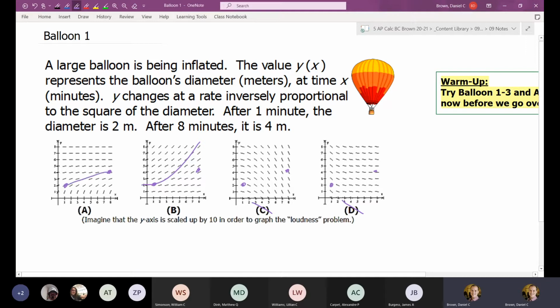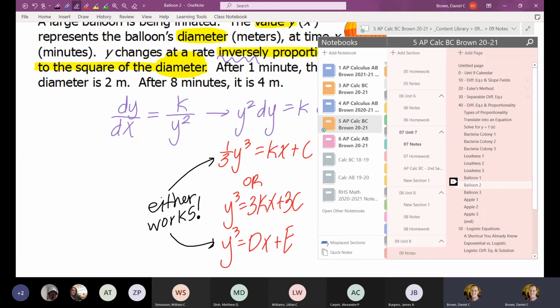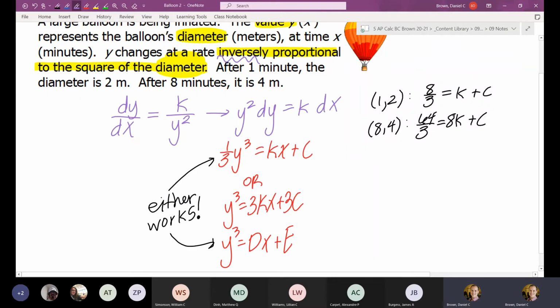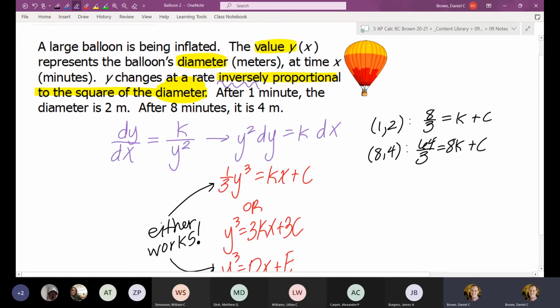So the answer for that slope field you should have gotten was A. The next part is, of course, solving the equation. I do find that sometimes students mess up when solving this particular problem, so you do want to pay attention to what your variables are representing. It tells you that the value y is representing the balloon's diameter. So y is representing the diameter.